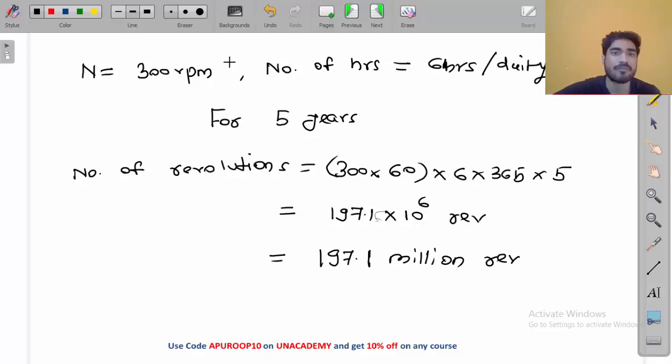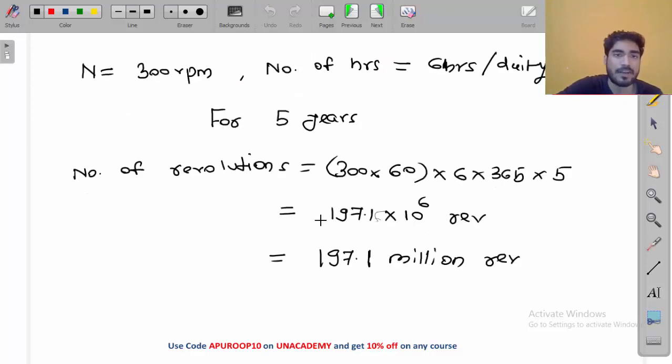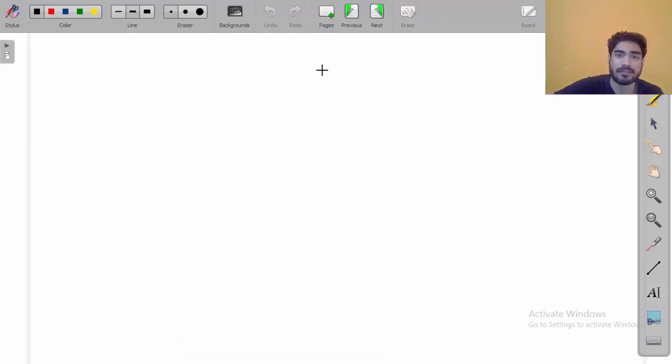If the life of the bearing is 200 million revolutions, then it is suitable for my shaft, because my shaft is going to rotate for only this many revolutions in 5 years. So if the number of revolutions of the bearing is greater than this, then the bearing will not fail. Okay. Do you understand this much? Life of bearing. Now, my friend, the life of bearing is of two types.